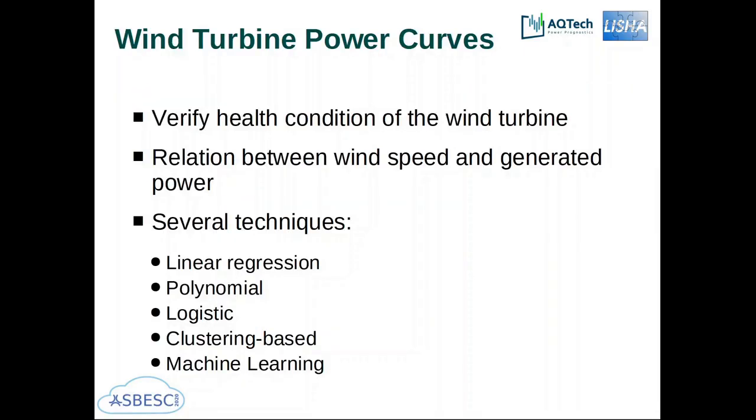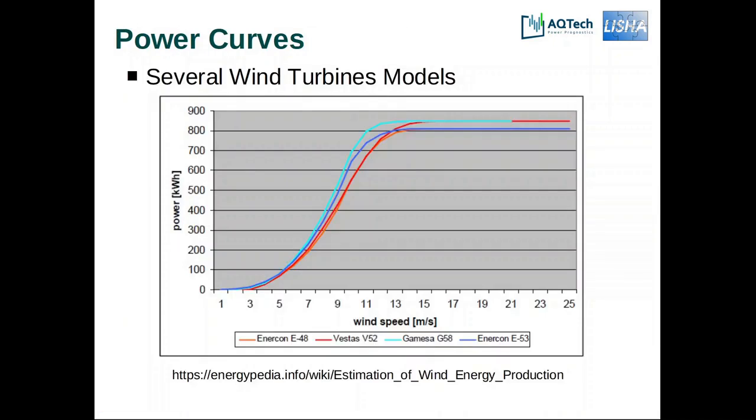Power curves are used to verify the health condition of wind turbines, as they depict the relation between the wind speed and the power generated by the unit. This relation can be obtained in a variety of forms, such as linear, polynomial or logistic regressions, clustering-based or machine learning techniques. This graph illustrates some power curves from different models of wind turbines.